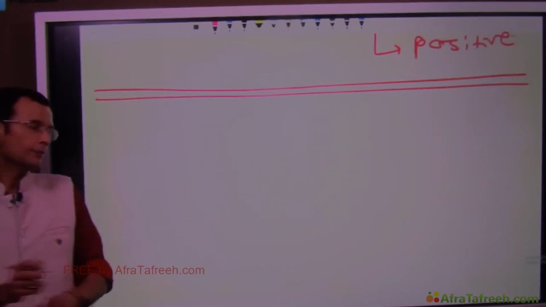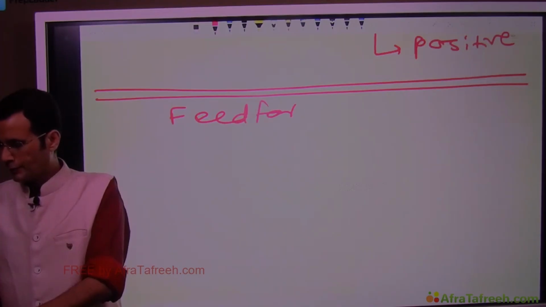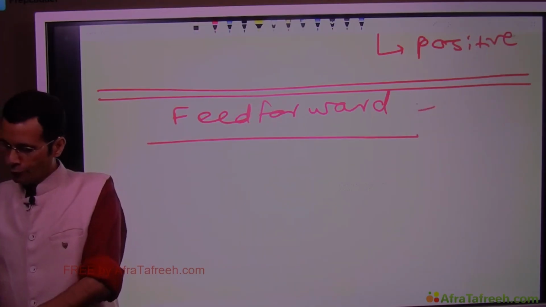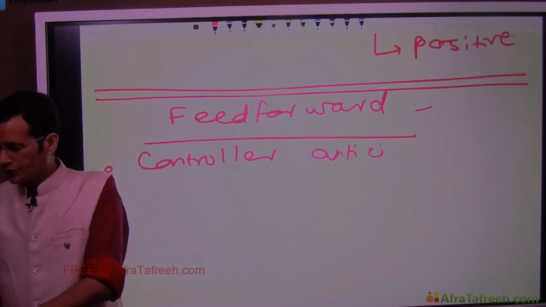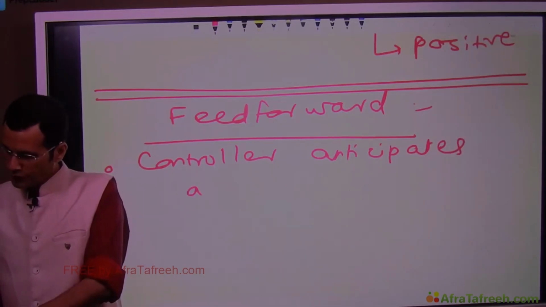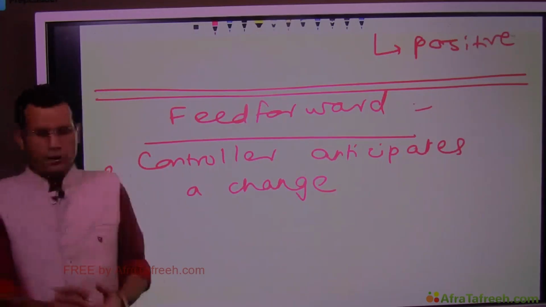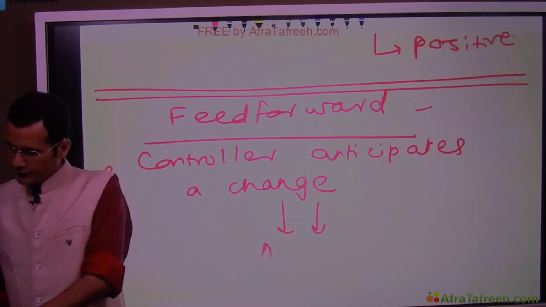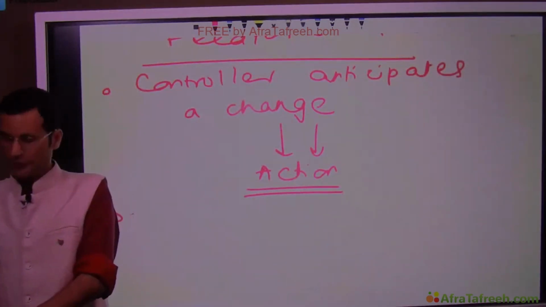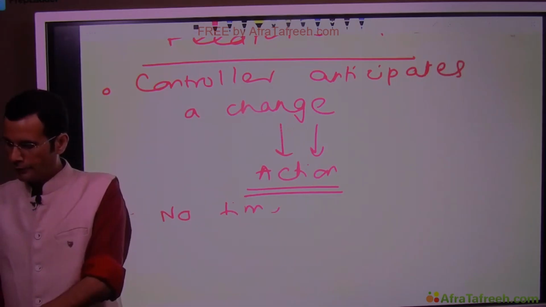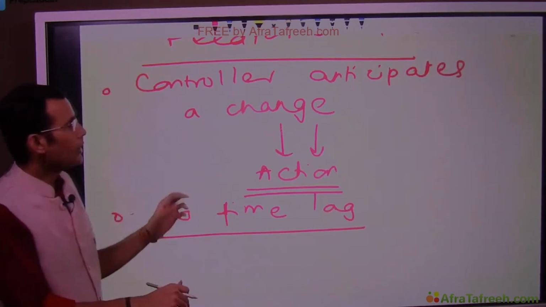Okay, let's now try to understand these mechanisms one by one. Let's summarize what I said just now. Feed forward means the controller anticipates a change even before that change has occurred. It means the same, anticipating the change, and then takes the desired action. And therefore, what is the benefit of this? There is no time lag, or no time lapse. The controller has anticipated the disturbance.